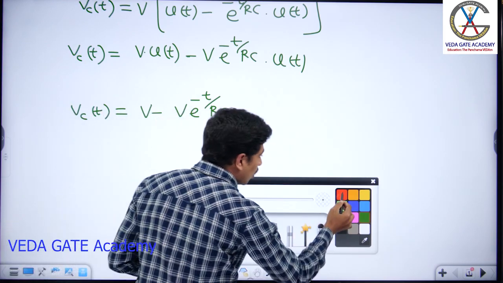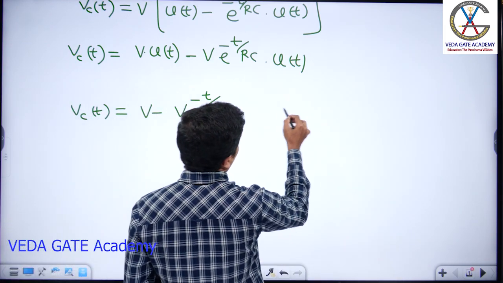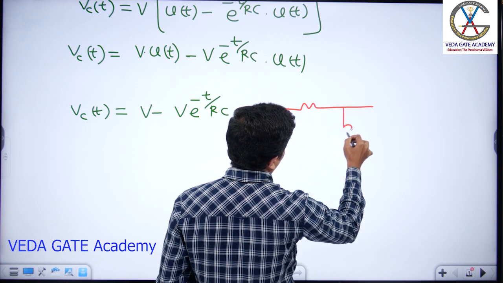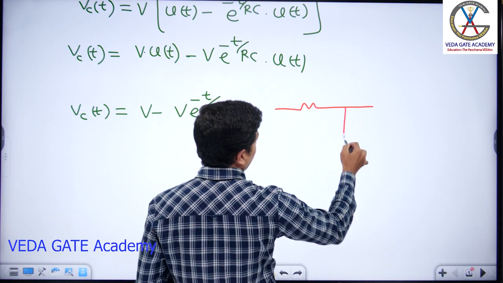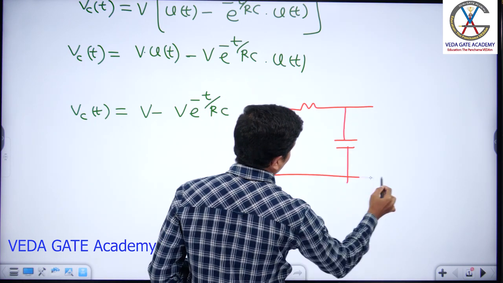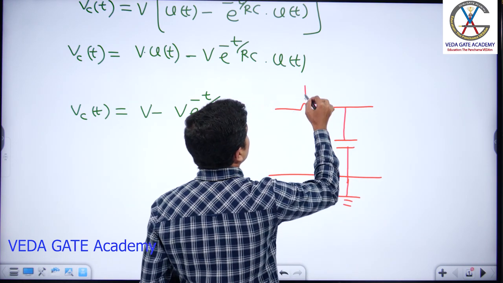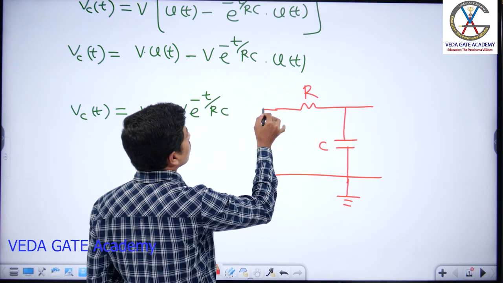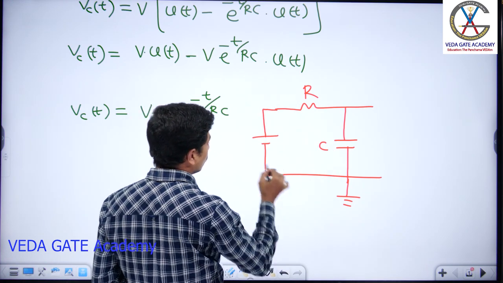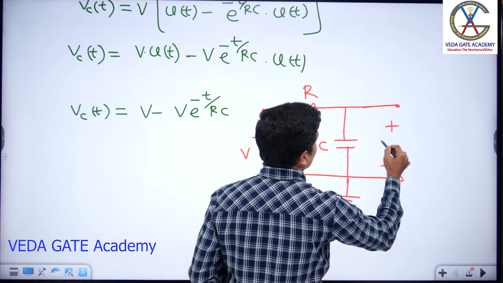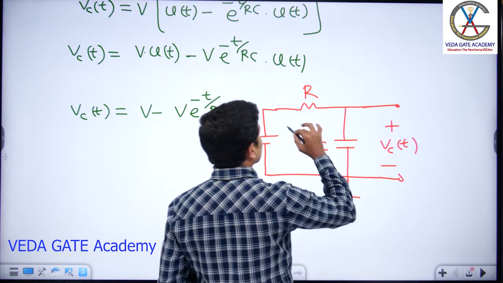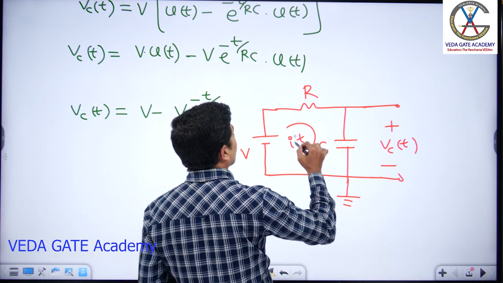Let me draw the system we took once again here. Yes, sorry, we took a capacitor, not an inductor, please. Capacitor we took. Now observe this one carefully. This is R, this is C. This is the voltage source, the DC voltage source we took. Now the voltage across the capacitor is Vc of t. Current in the circuit we took as i of t.